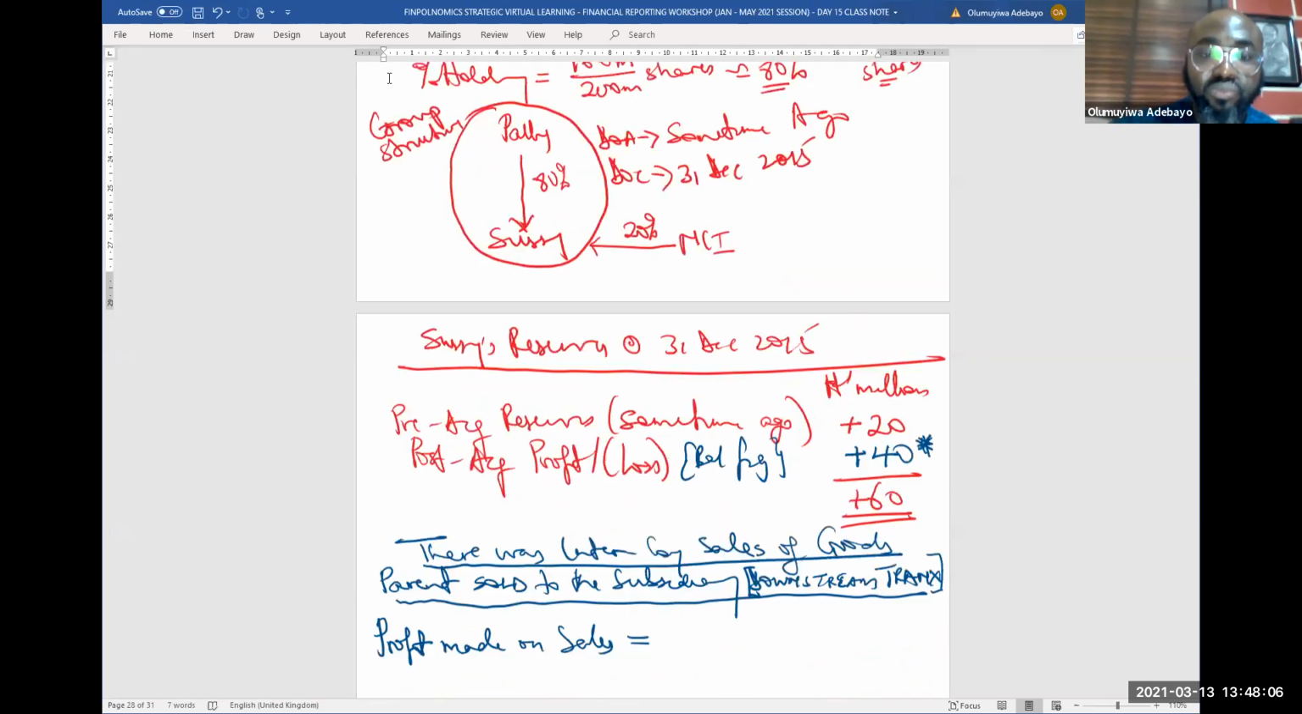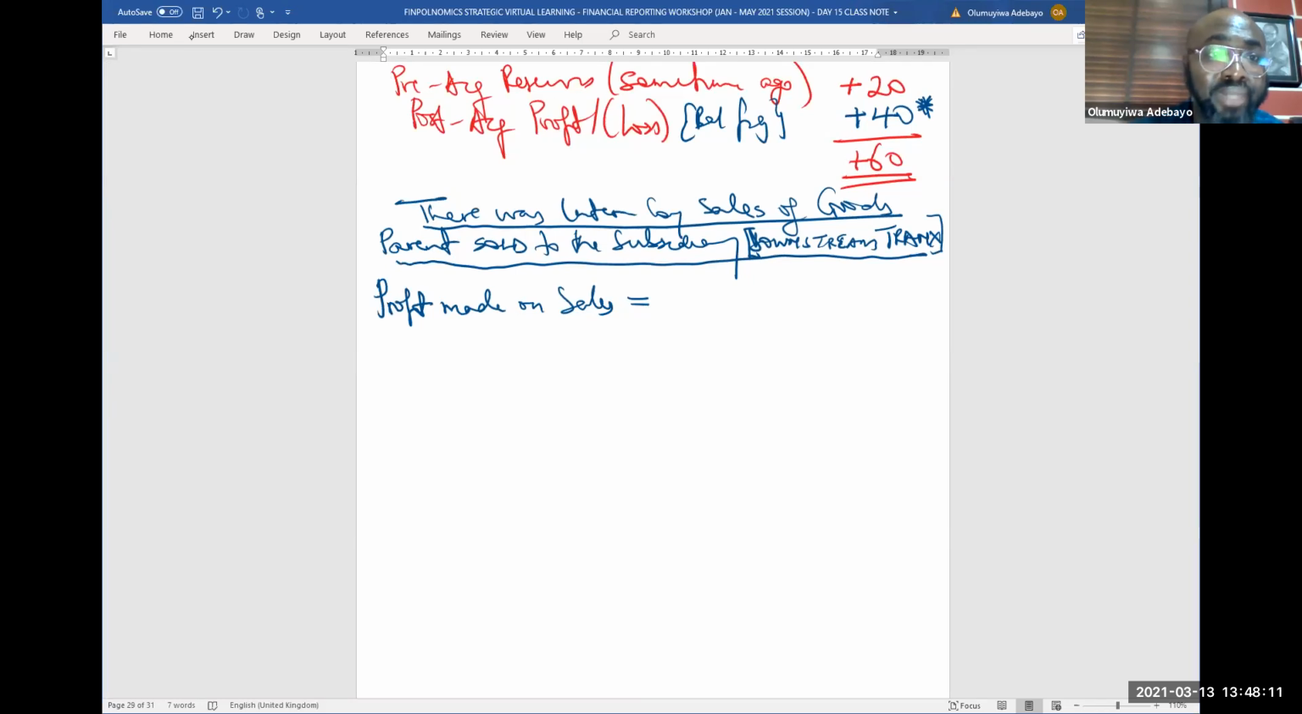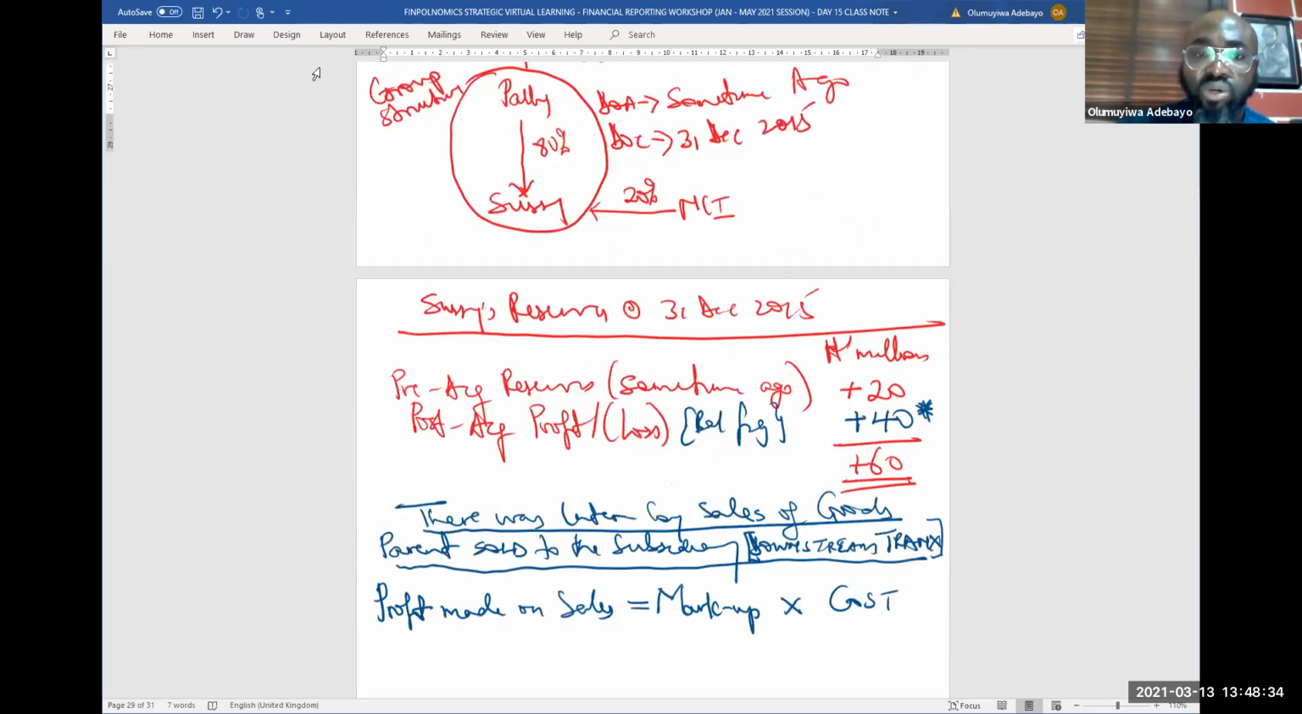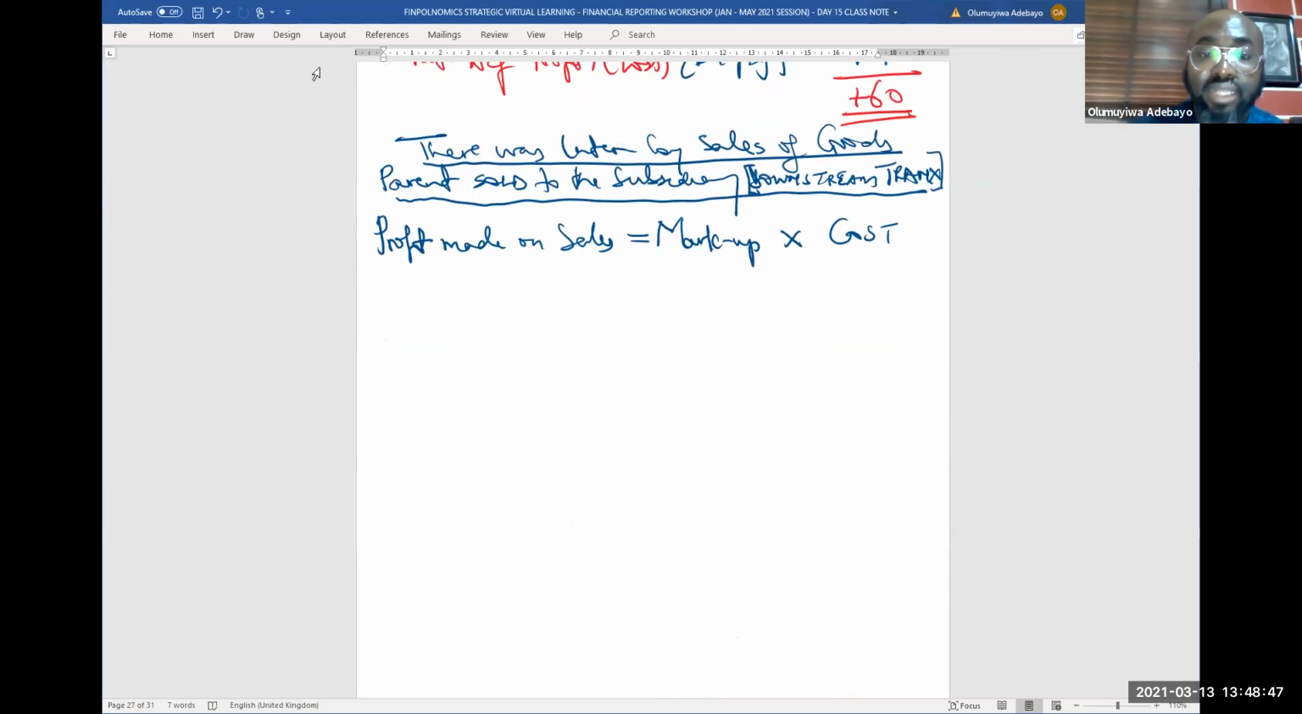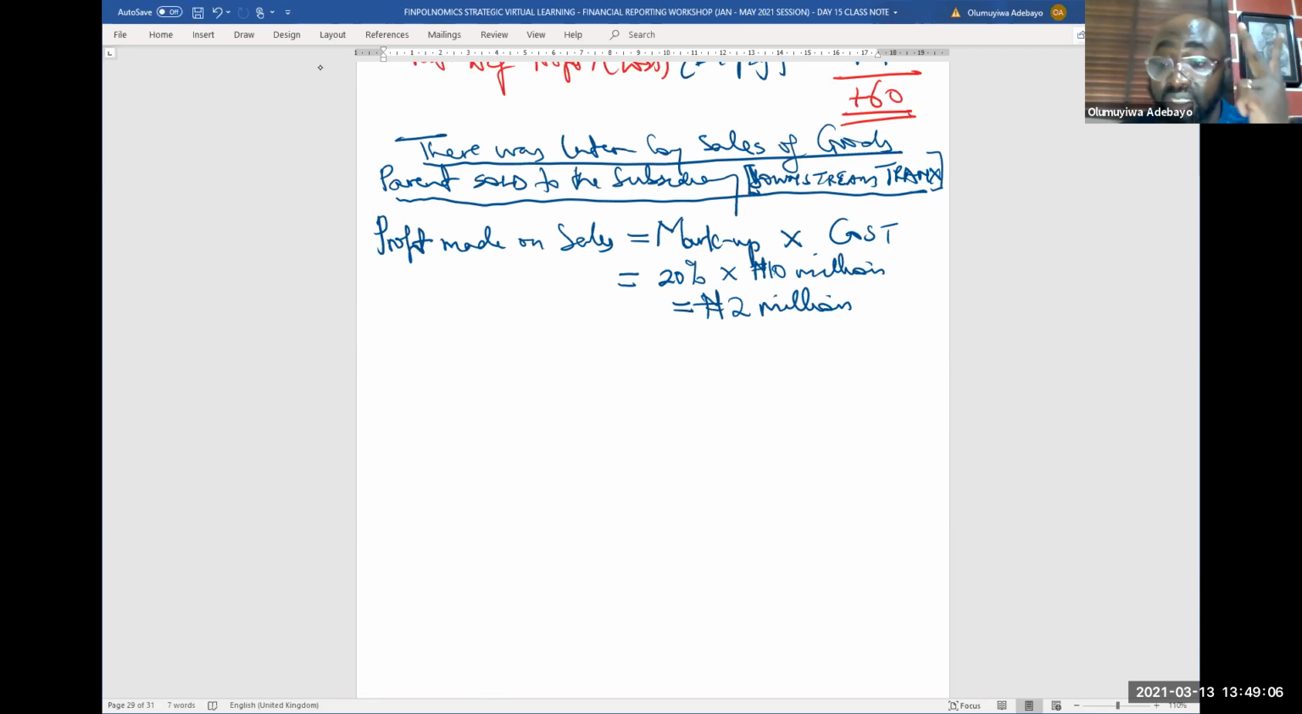Therefore, what do we do? In this case, we are blessed with this information. We are blessed with the markup, and we are blessed with the cost. Otherwise, in some instances, you'll be given markup but the value, and they don't go hand in hand. If you recall what we discussed, value goes with margin, cost goes with markup. Now, if that is the case, I just solve it directly. The markup is 20%, the cost is 10 million naira, which means the profit made by the parent is 2 million naira. Which means the selling price is the 10 million it cost plus the 2 million naira profit he added, so it's sold to the subsidiary at 12 million naira.